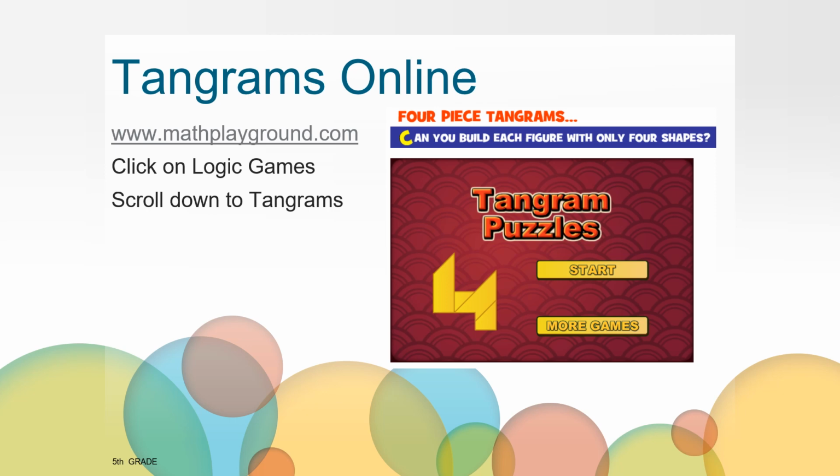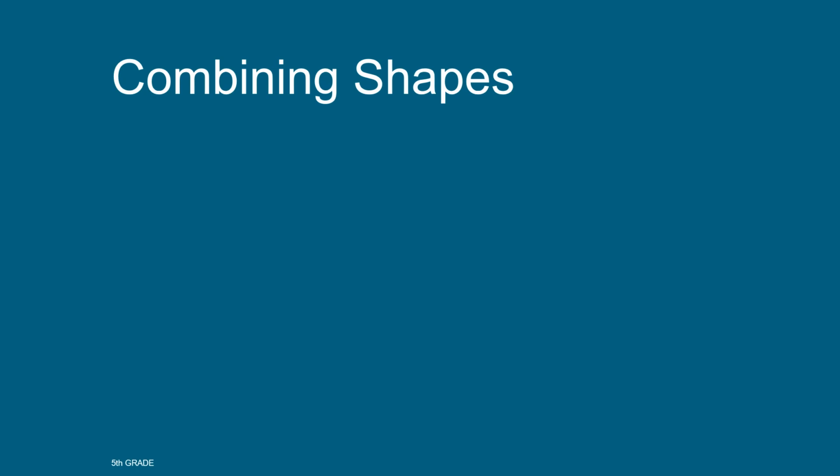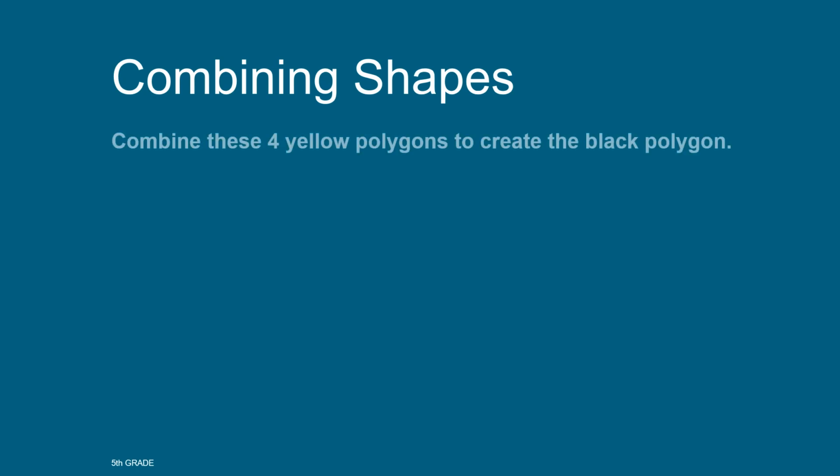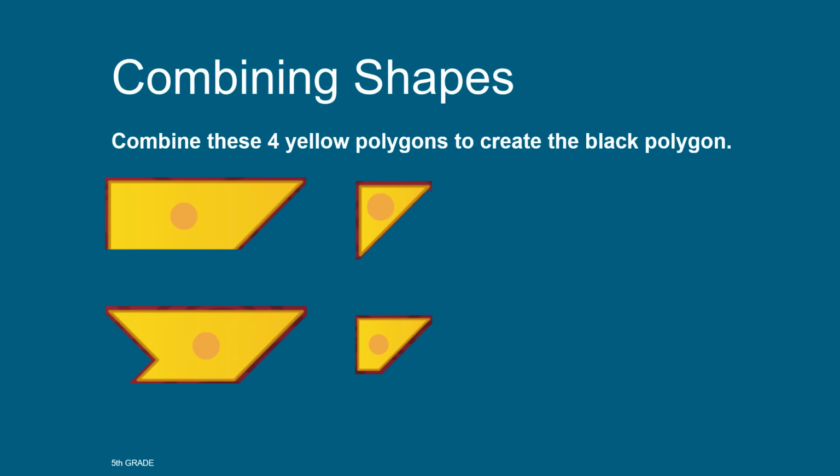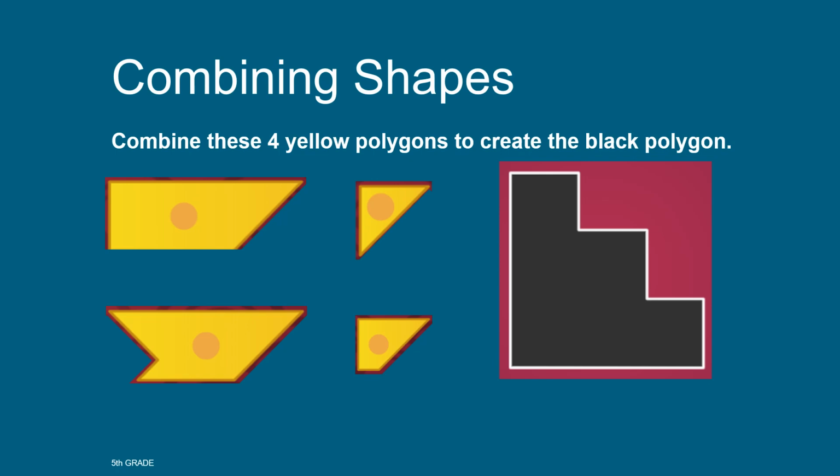One game is called 4-Piece Tangram Puzzle. You can play this game, with your parents' permission of course, by going to mathplayground.com and clicking on Logic Games. Then you scroll down to Tangrams. Once you're there, you'll see 4 polygons that you will need to combine to create the larger polygon. You can use any combination of transformations to help you: rotation, reflection, or translation.